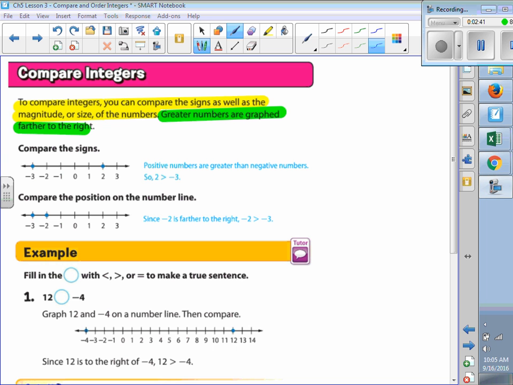If I'm looking at negative 3 and negative 2 on the second number line, negative 3 is further to the left. Negative 2 is further to the right. So which one is bigger? Negative 2, right? Don't forget the negative. Very important, because if you say 2, that means positive, right? Okay. Very good.